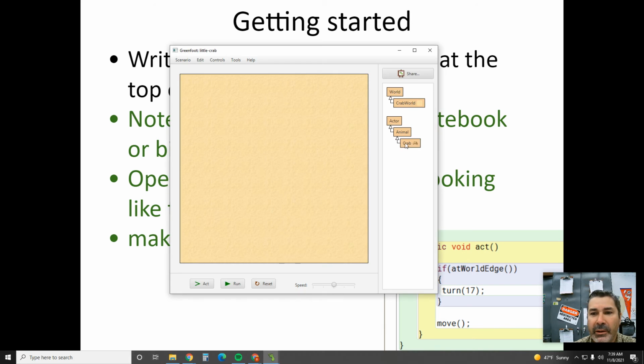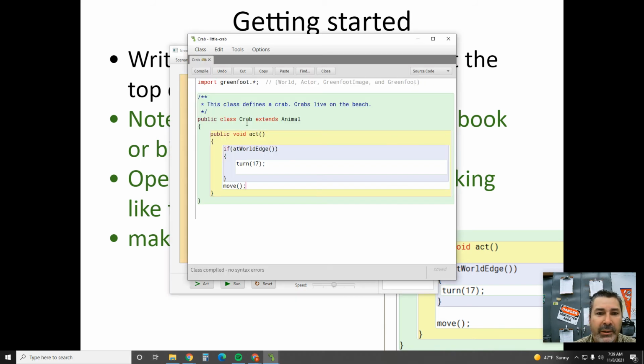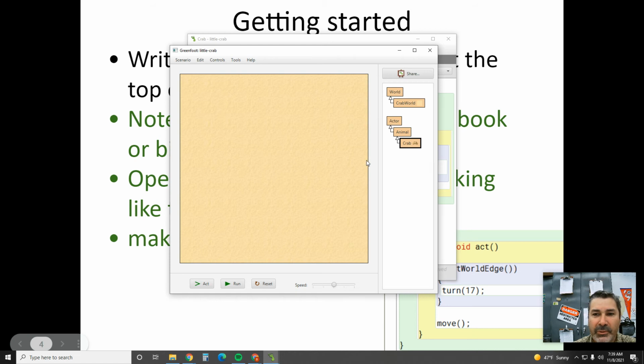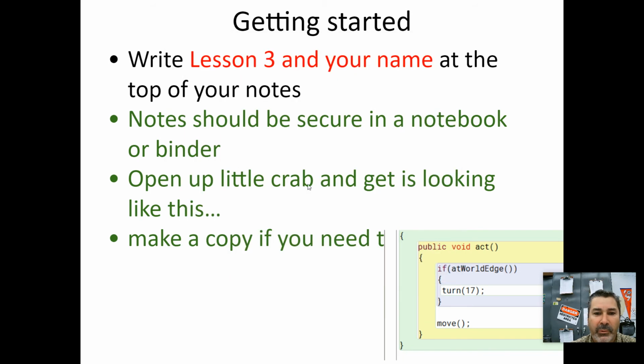So if you double click on the Crab class, the code should look like this. If you have anything different than this, get it fixed up. Your crab should do something like this: you hit run, he goes straight, he turns when he hits the edges. That's what we should have so far. Okay, so get everything looking like that and we'll be good to go.